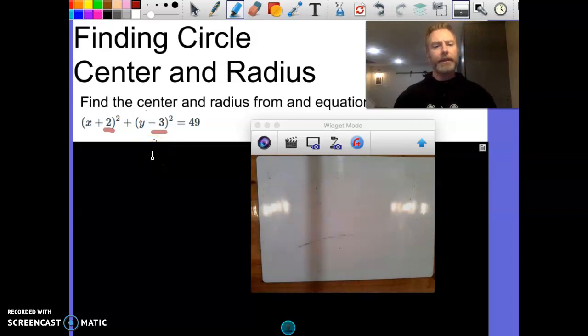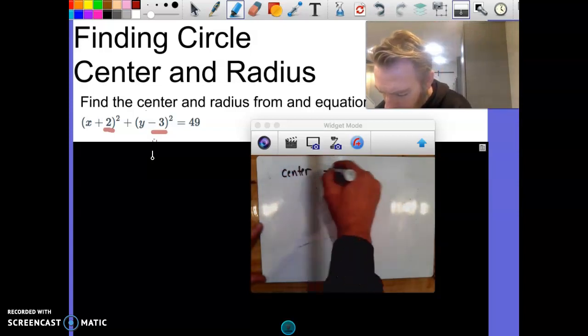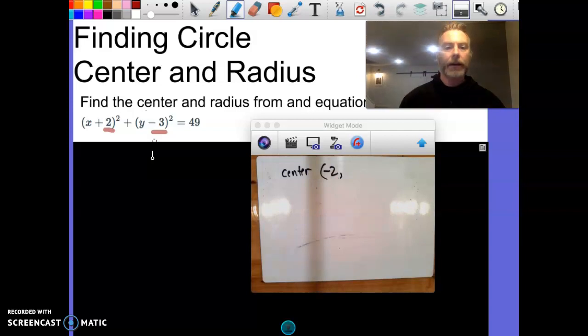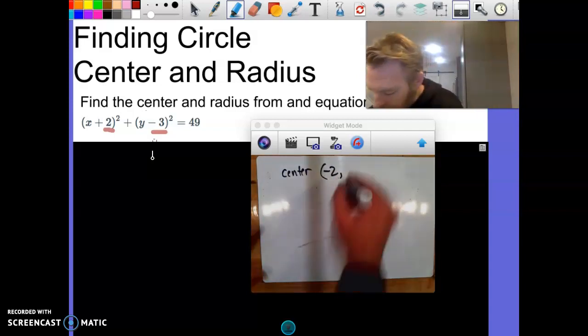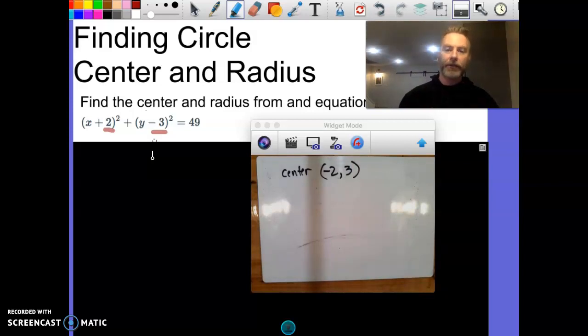And they are opposite. So x plus 2 would mean the center starts at -2. And y minus 3 would mean the center starts at +3. So -2, +3 is where the center of this circle originates.